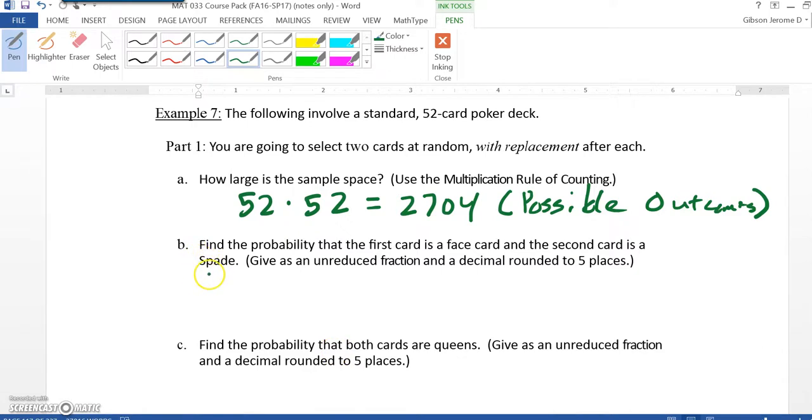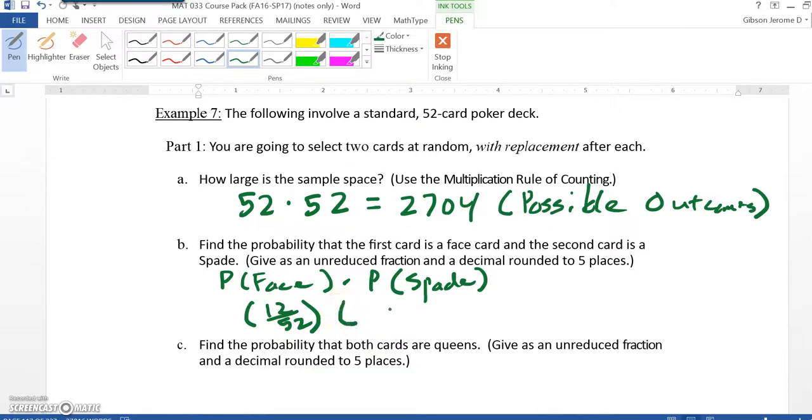Okay, now B. It says find the probability that the first card is a face card and the second card is a spade. Now we had a probability of face times the probability of a spade. Now we know the probability of a face card is 12 face cards out of the 52 card deck. And spades is 13 spades out of a 52 card deck.